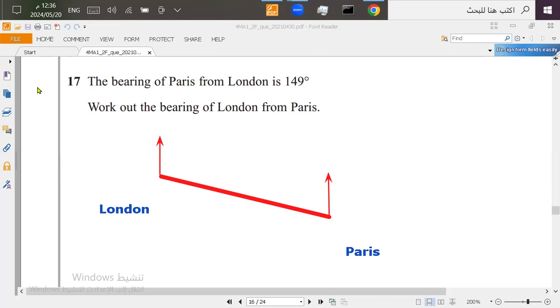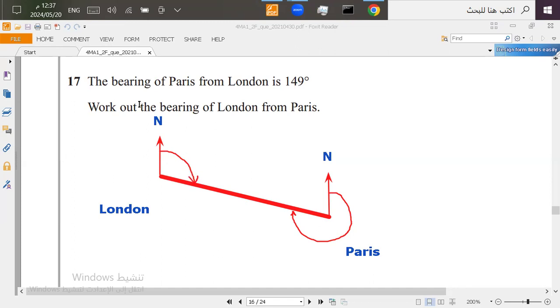Now, you have to understand that the bearing is an angle that starts from the north line and goes clockwise. So it starts from the north line and goes clockwise until stopped by another line. So this is the bearing from London. And the one from Paris will go clockwise, same idea, until it's stopped by another line. The bearing always goes clockwise. Remember that, okay?